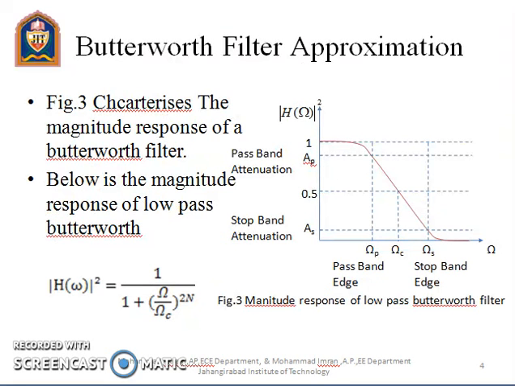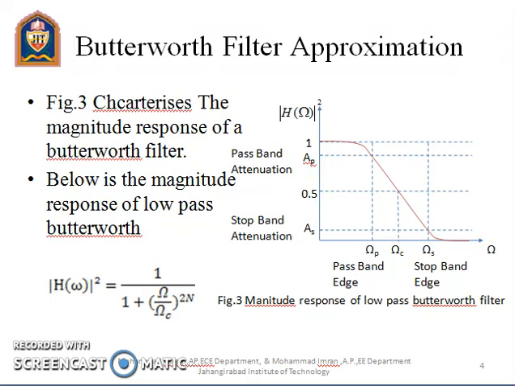Now, the Butterworth filter approximation characterizes the magnitude response of a Butterworth filter. Below is the magnitude response of the low pass Butterworth filter, that is |H(omega)| squared is equal to 1 upon 1 plus (omega upon omega c) to the power 2N. You can see in the graph shown adjacent to this presentation that we have a few points mentioned there, that is stop band attenuation and pass band attenuation.